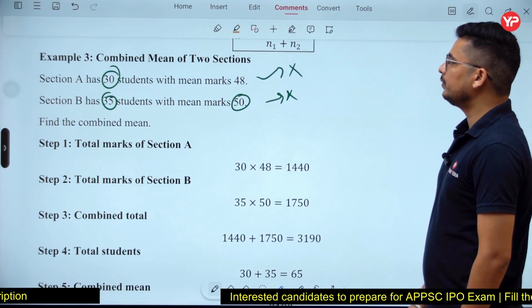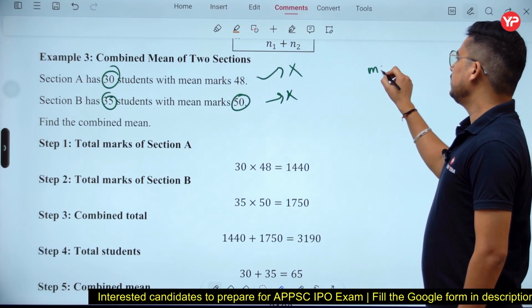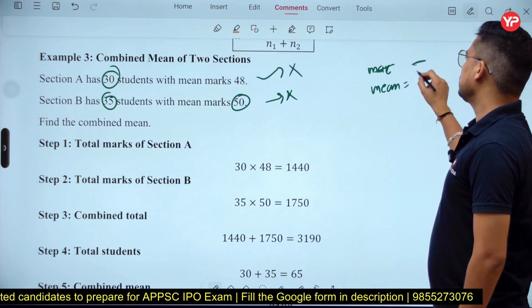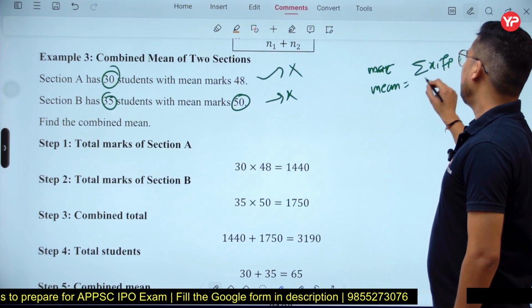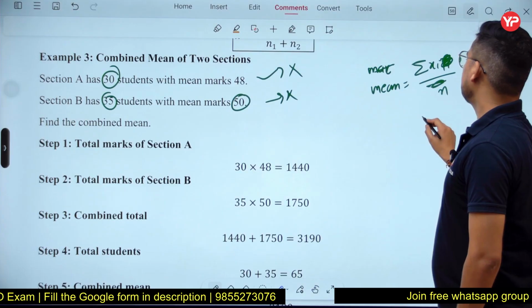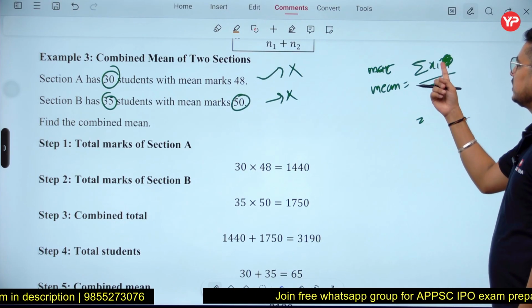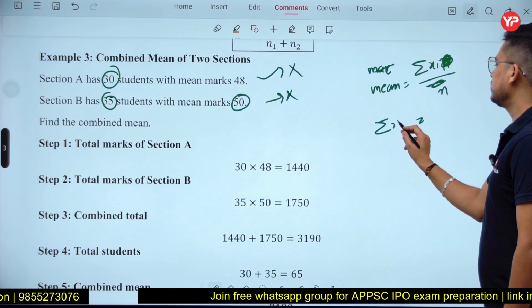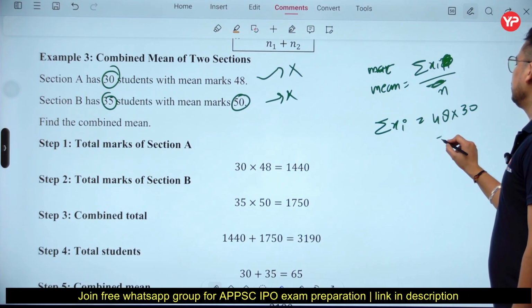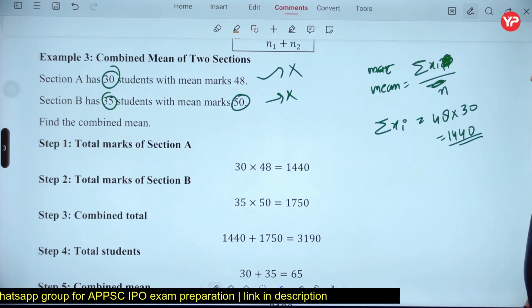Now what should we do? First we will find the mean, which is summation of xi divided by n. So if I know the mean and the number of students, we can directly calculate the value of summation of xi. That is mean 48 into 30, and that will give you 1440. So that is the total marks in section A.